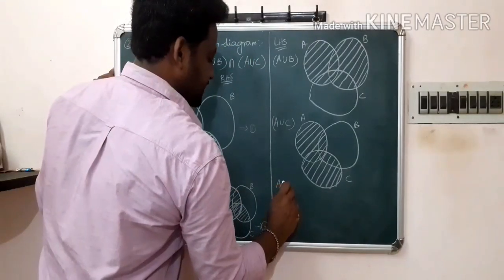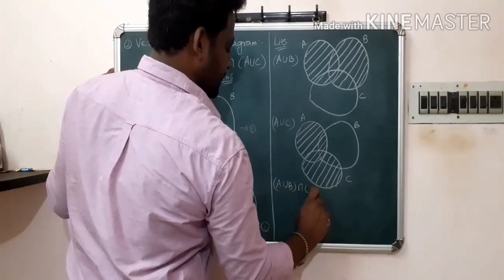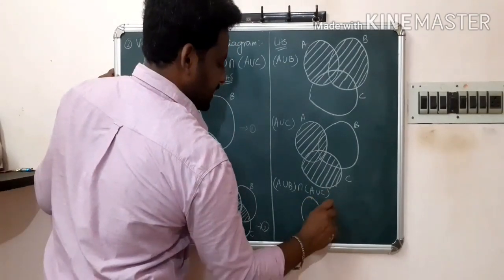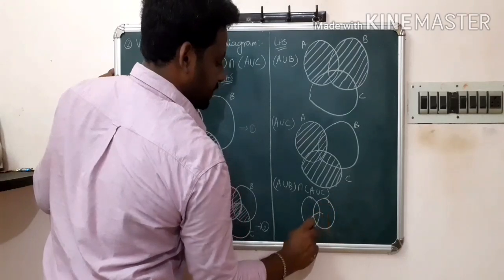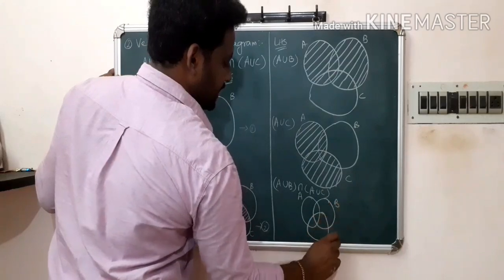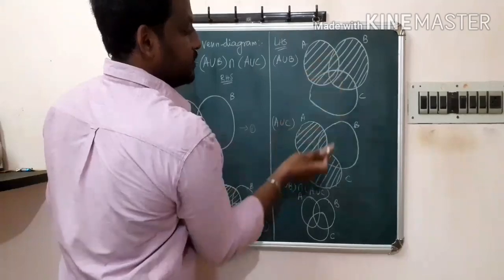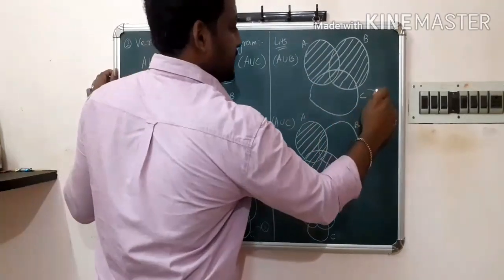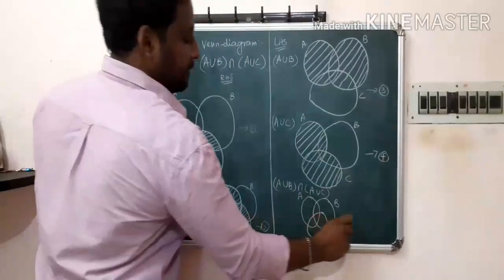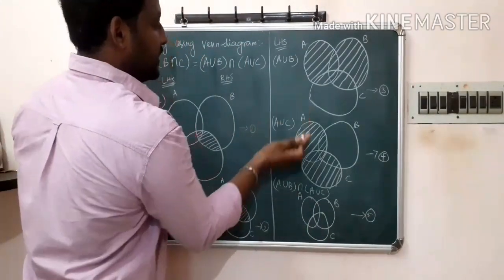So that is the final condition. A union B intersection A union C. Set A and set B and set C. So this is set A, set B and set C. What is the common part shaded in the above two diagrams? This is diagram 3, this is diagram 4, and then the fifth diagram: we have to look at the above 3 and 4. What is the common part?